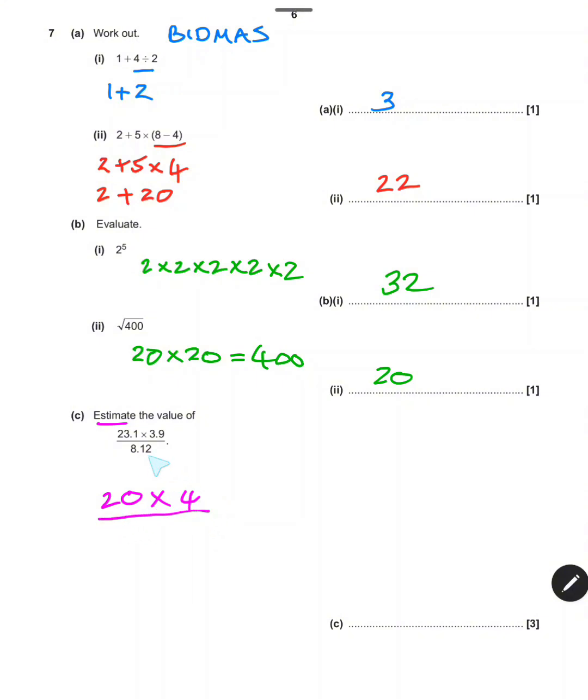And we're going to divide by 8. 12, which is 8. Now we're going to work this through. 20 times 4 is 80. And we're going to divide by 8. And 80 divided by 8 is 10.